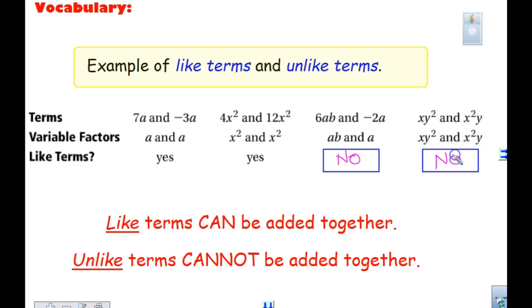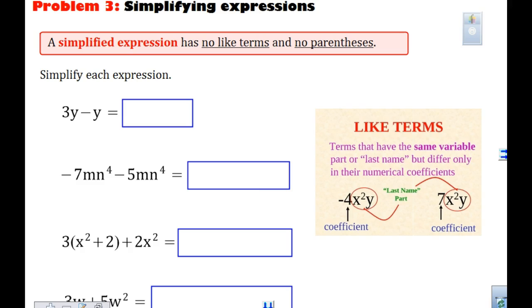No. They have to be exactly the same. If I had xy squared and xy squared, those would be like, but these ones are not. Okay, so you just got to be careful. They have to look exactly the same. So you got to be really careful. You got to be really precise when you are looking at these.